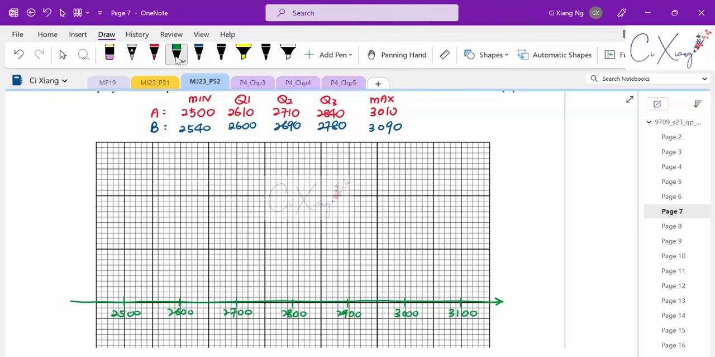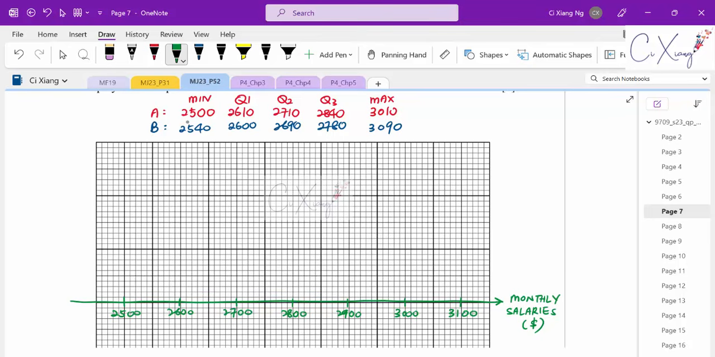Okay, and then of course, when you try to decide the scale and everything already, don't forget to label the axis clearly. So they are talking about the monthly salaries, and the unit is in dollars. All right. So after you settle everything, then you can start drawing the tree diagram. Sorry, not the tree diagram, the box and whisker plot. So we start with company A first.